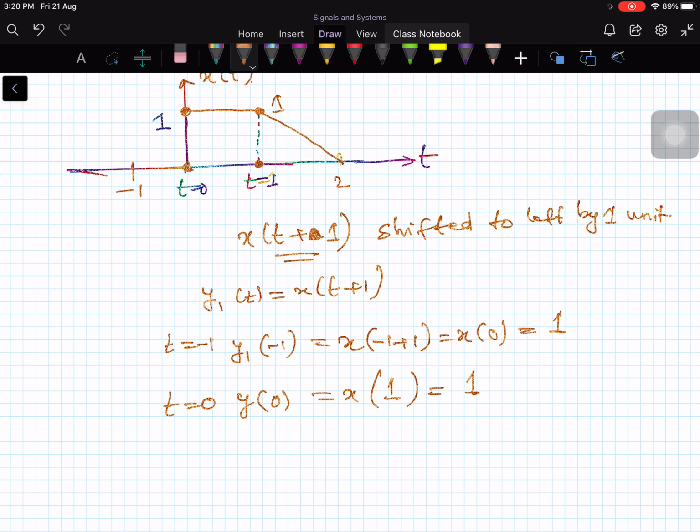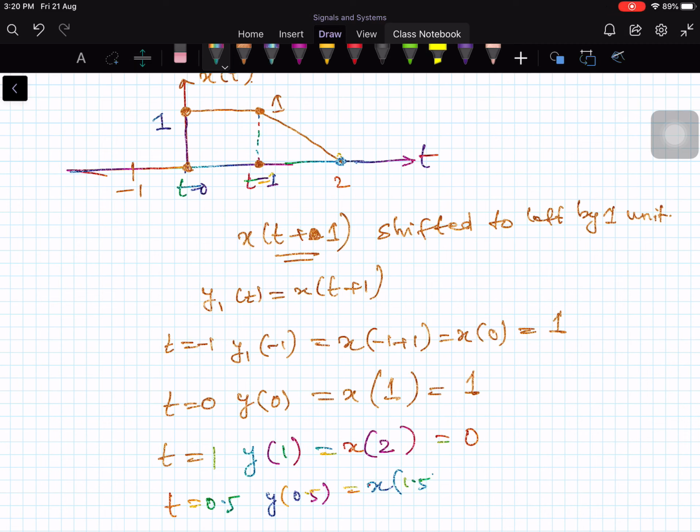Then t equals 2, or let us say 1.5. No, let us say t equals 2. Sorry, I did not consider those. No, first let me consider 1. Then I will go to 1.5 or 2, something else. Then y of 1 is equal to x of 1 plus 1, 2. Therefore, at 2, the value is 0. Now let me consider one more value, 0.5. Then y of 0.5 is equal to x of 1 plus 0.5, 1.5. At this is 1.5, and if you extend, this value is 0.5. So these are the typical values.